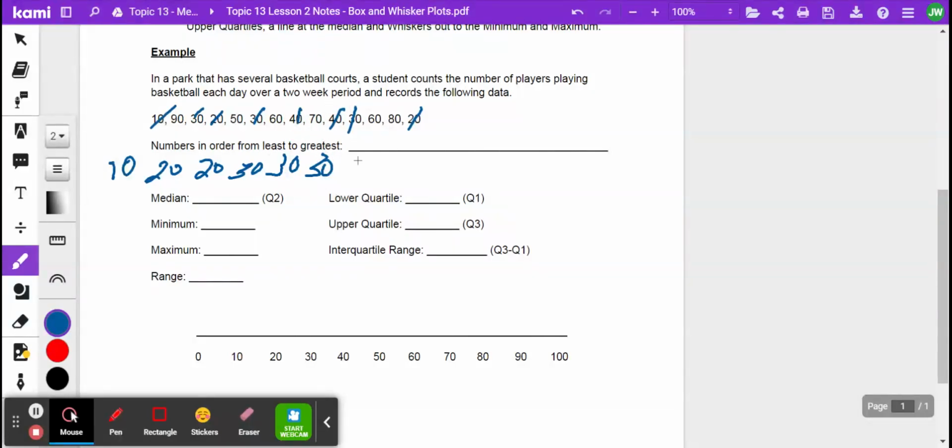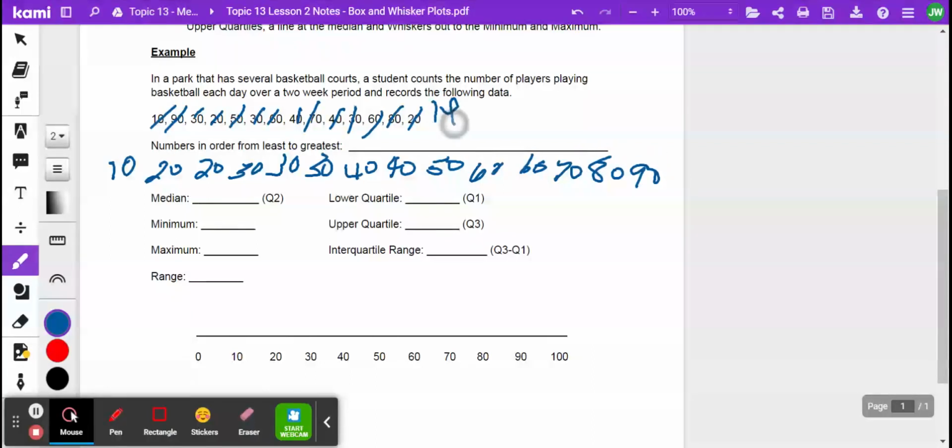And then I've got 2 40s, and then I have a 50. I've got 2 60s. I have a 70. I have 80 and 90. And I have 14 numbers total.